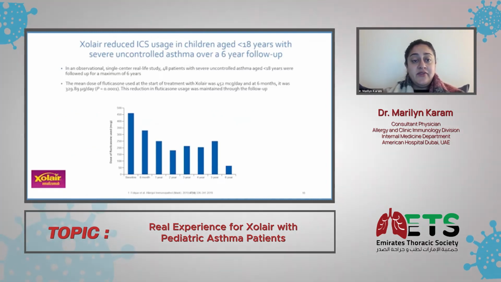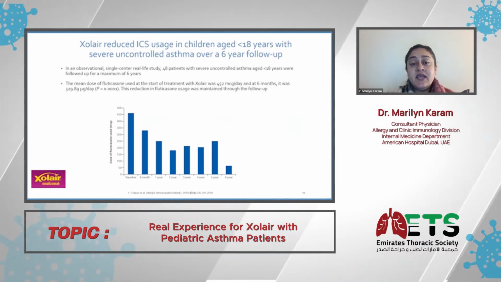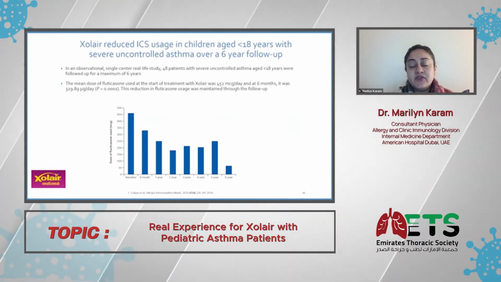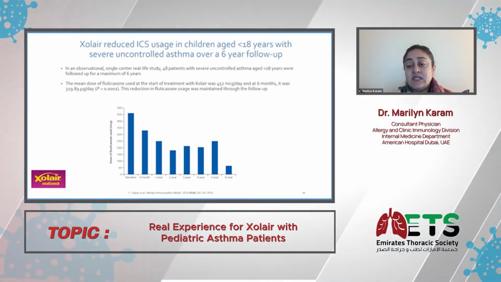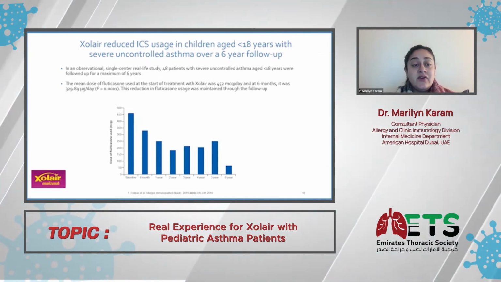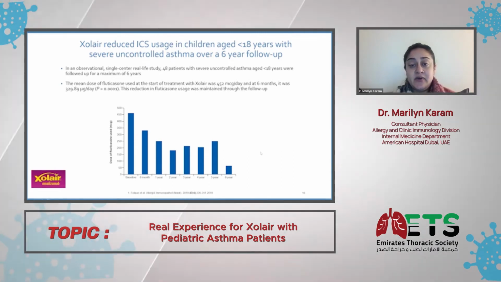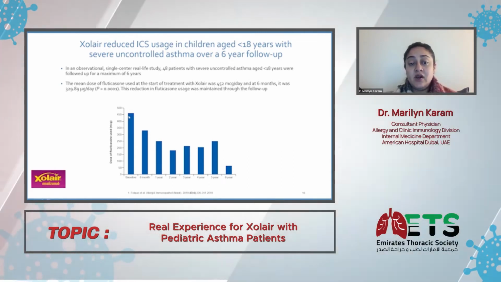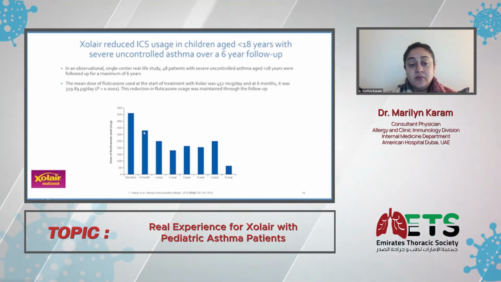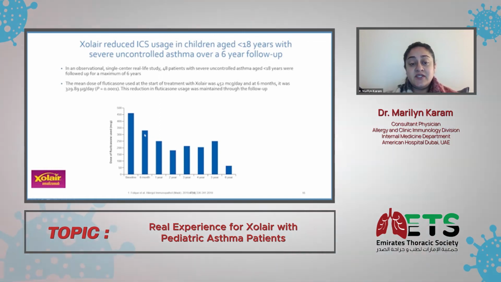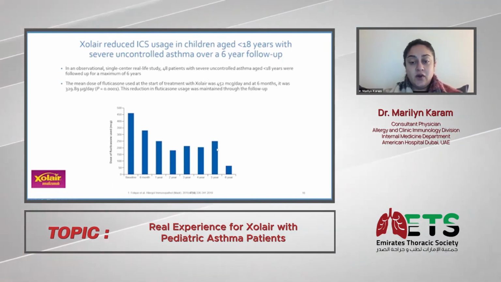And again, in this real life study, single center experience, 48 patients with severe uncontrolled asthma were looked at. And here the follow-up period was 6 years. You can see that the mean dose of fluticasone use over treatment has decreased from the graph. It decreased from 452 micrograms per day to approximately 330 micrograms per day after 6 months only. And this reduction was maintained throughout the years of follow-up.